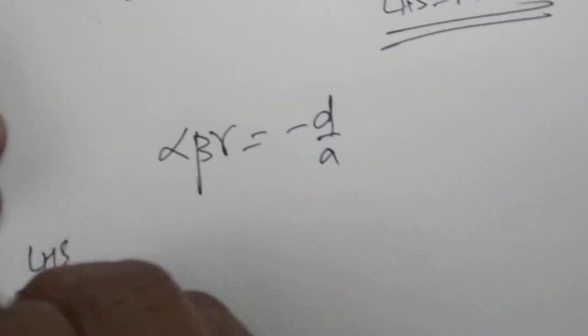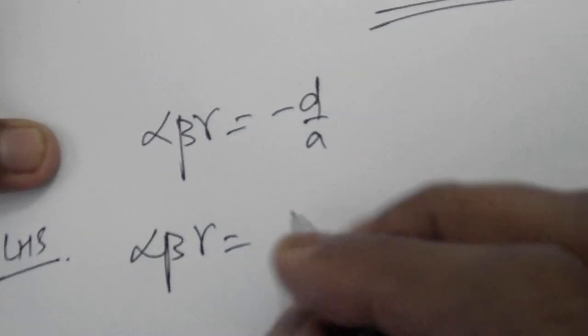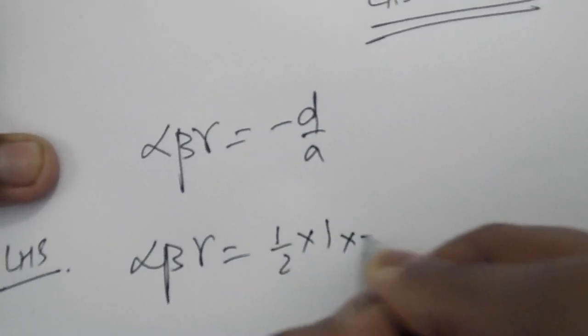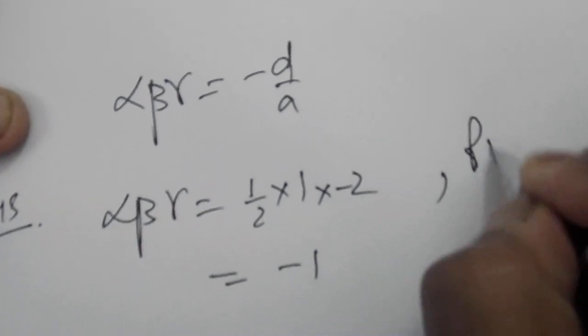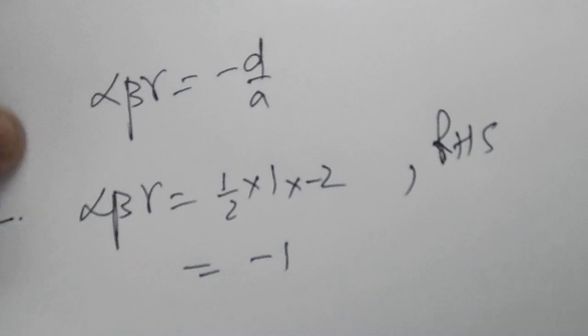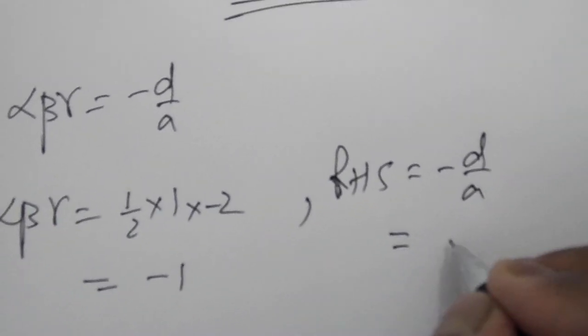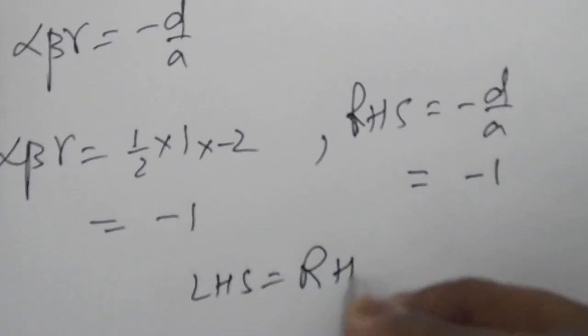Left hand side, alpha into beta into gamma. So alpha is half into 1 into minus 2, which gives you minus 1, and RHS is minus D by A, which gives you minus 1. So LHS is equal to RHS.